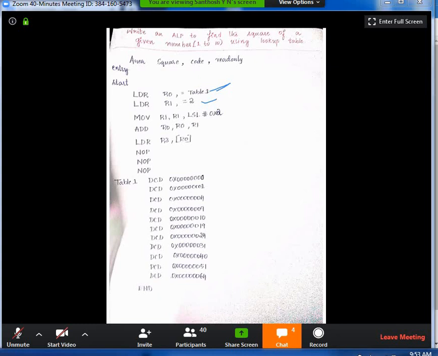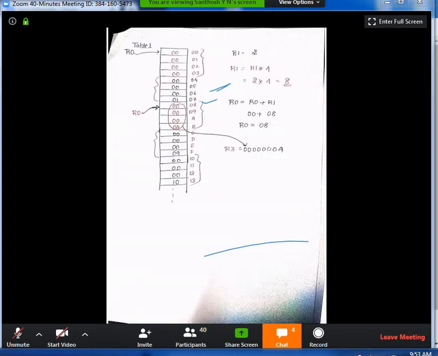Next, the third line is very important. MOV R1, R1, LSL #0x2. So what is there in R1 right now? R1 ಅಲ್ಲಿ ಏನಿದೆ? R1 ಅಲ್ಲಿ 2 ಇದೆ, right? You can see here. So right now R1 contains 2.